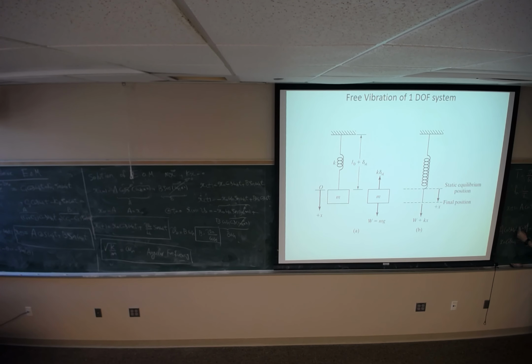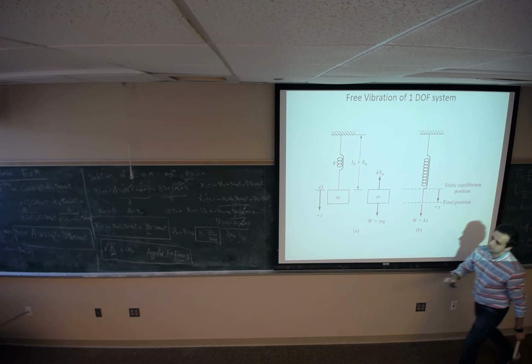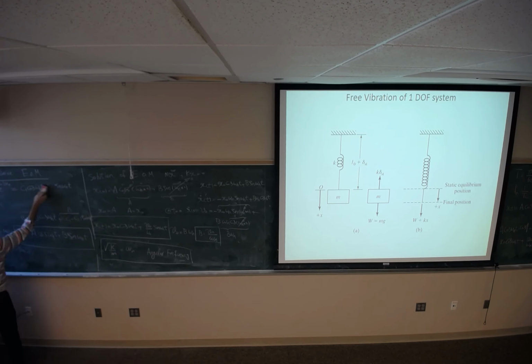Here I have cosine of omega n t. On the right side I have x naught cosine of omega n t. So A times cosine of phi would be x naught. Same thing: A sine of phi would be v naught divided by omega n. How can I find A and phi? A would be the square root of x naught squared plus v naught over omega n squared. If I square both sides and add them up, I can get rid of cosine of phi and sine of phi.